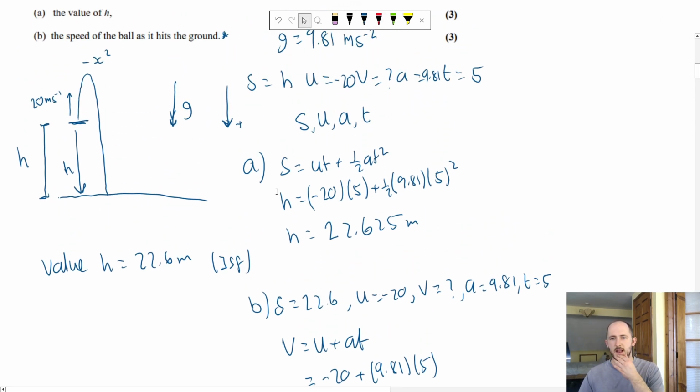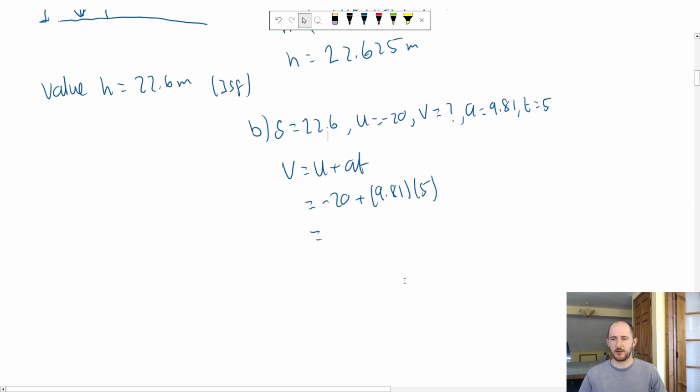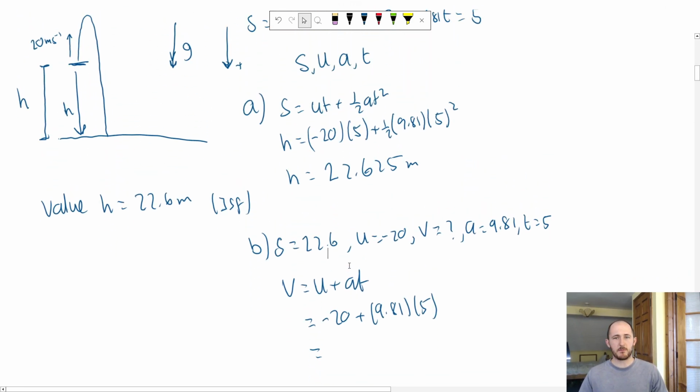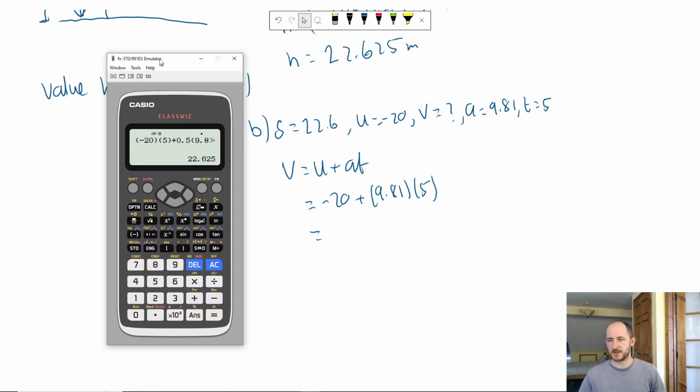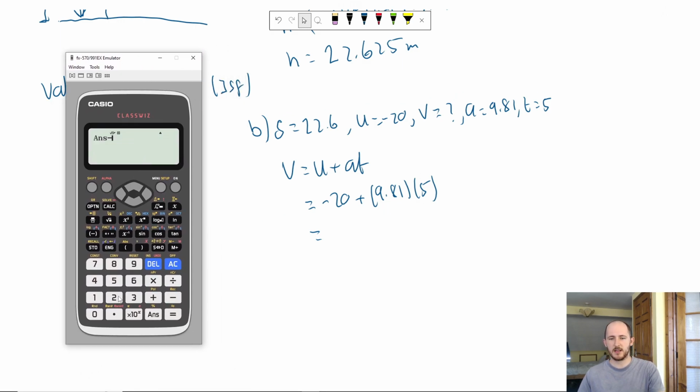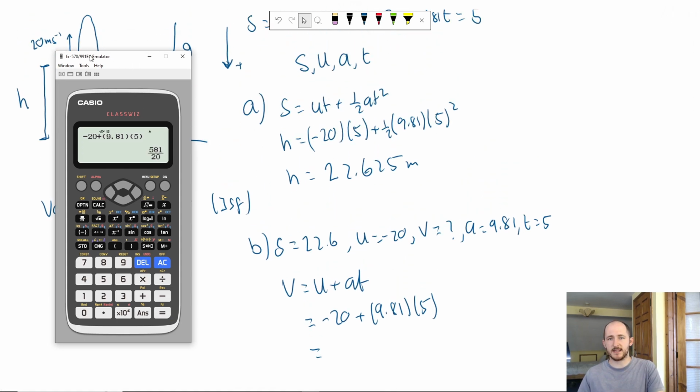If you notice, downwards is positive, right? So my h should have been positive anyway, because it's pointing in the same direction as the plus arrow. This answer should be positive as well, because my velocity should be going downwards now, because it's speeding up going downwards. So this answer should be positive, and if you look at the numbers, it is going to be. So negative 20 plus 9.81 multiplied by 5. We get a positive number because, again, the arrow is pointing downwards.